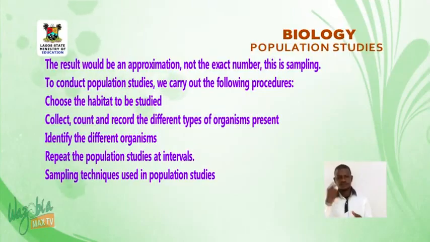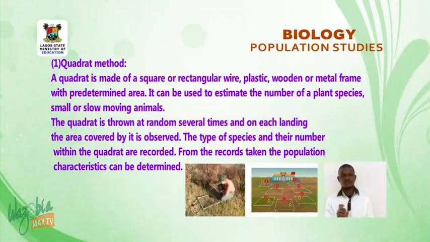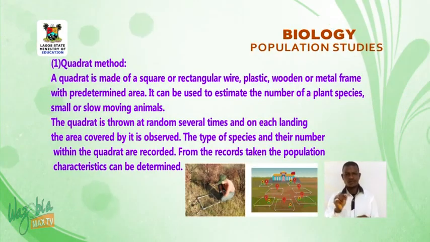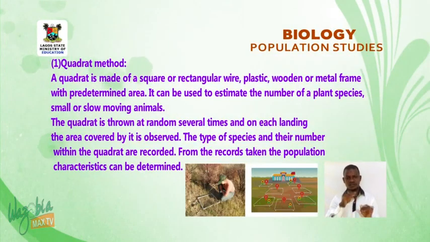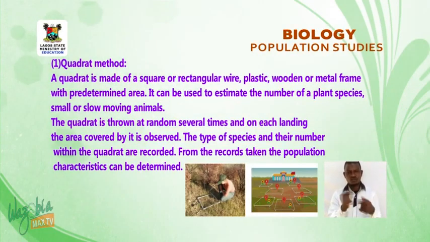Sampling techniques used in population studies. 1. Quadrat method. A quadrat is made of a square or rectangular wire, plastic, wooden or metal frame with predetermined area. It can be used to estimate the number of a plant species or small, slow-moving animals.